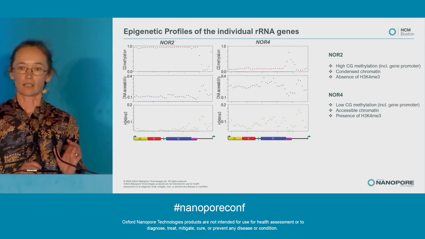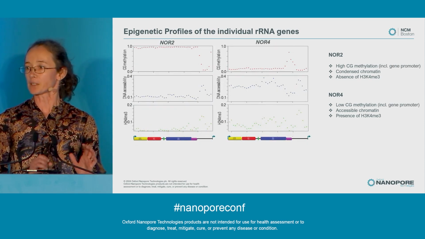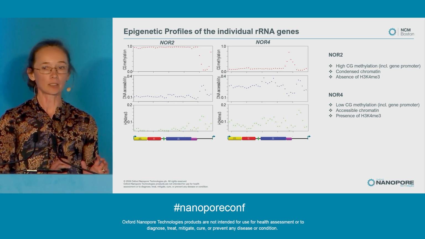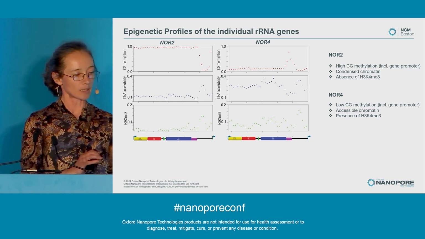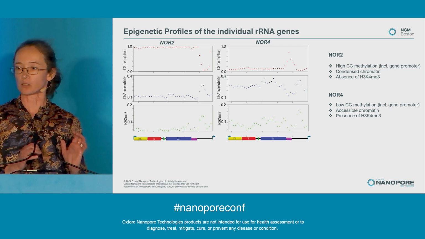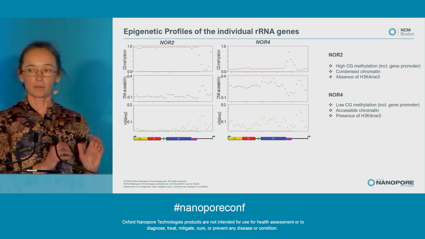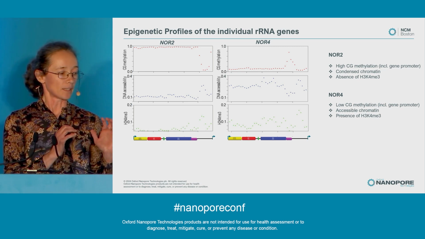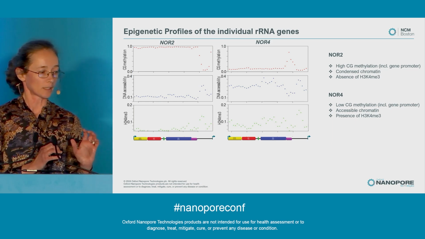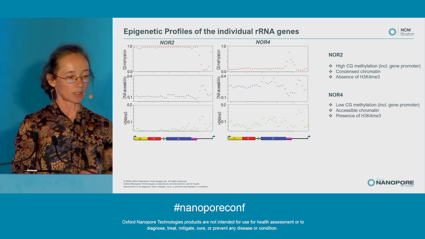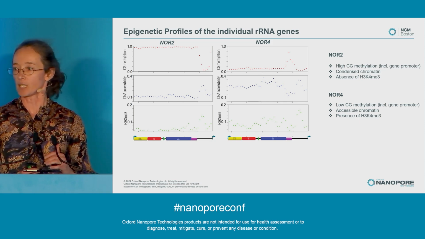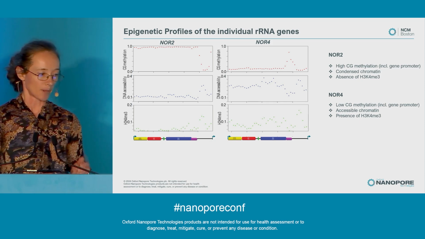Now zooming in even further, to an individual ribosomal RNA gene from NOR2 and NOR4. You can see that through the whole body of the ribosomal RNA gene within NOR2, it is highly methylated, very inaccessible, and also has a very low H3K4 methylation mark. In contrast, NOR4 has completely opposite profiles for all three markers.